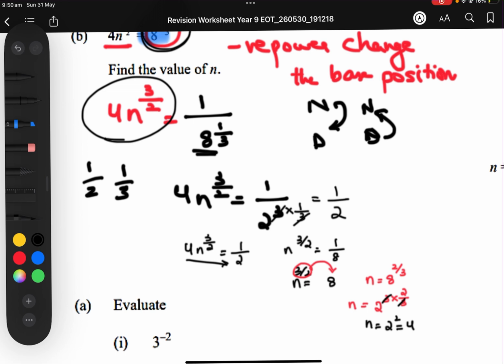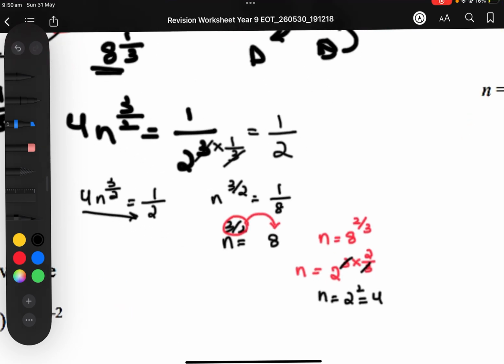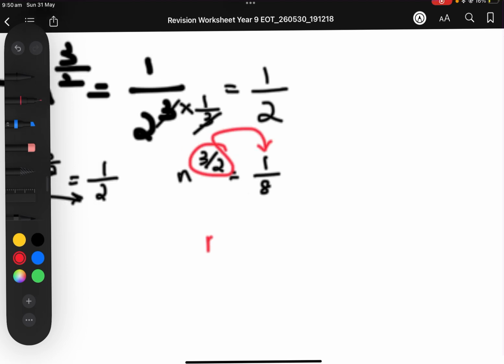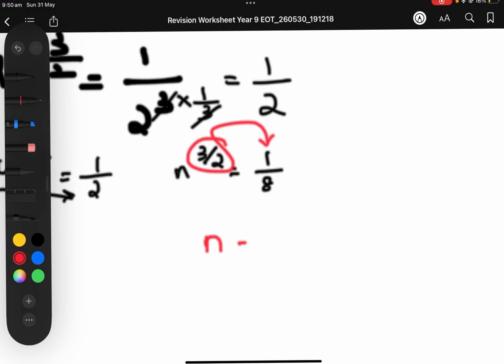We sent the 4 towards the other side, and after that we are sending, my bad, it's 1 by 4 is the answer here, sorry. So we have this 3 by 2 as the power. This 3 by 2 goes towards the other side. It becomes n is equal to 1 by 8 to the power 3 by 2. And then 1 to the power 3 by 2 remains the same again.